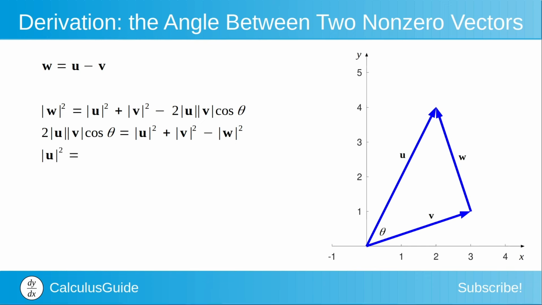The length of the vector u squared is equal to open bracket the square root of u1 squared plus u2 squared, close bracket squared. The square and the square root cancel each other out, giving us u1 squared plus u2 squared. The length of the vector v squared is equal to open bracket the square root of v1 squared plus v2 squared, close bracket squared. The square and the square root cancel each other out, giving us v1 squared plus v2 squared.